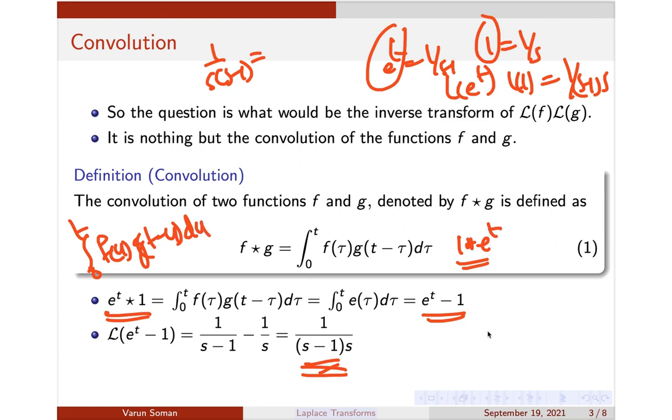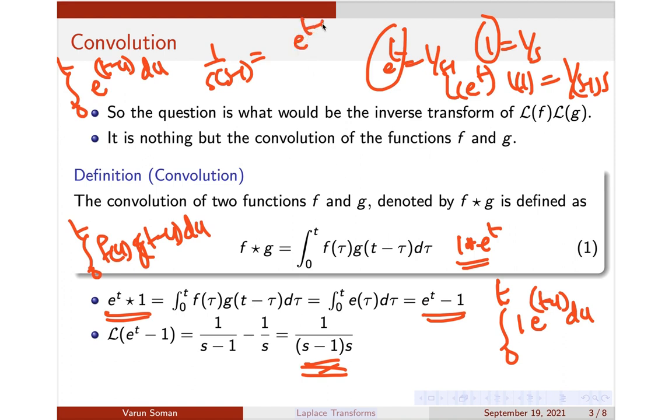So f of u is actually 1, and g of t minus u is simply e raised to t minus u. So that is the integral from 0 to t of e raised to t minus u du. What is it? It is e raised to t minus u by minus 1. Remember, the variable here is u, so the factor of minus 1 will come here, in the limit 0 to t.